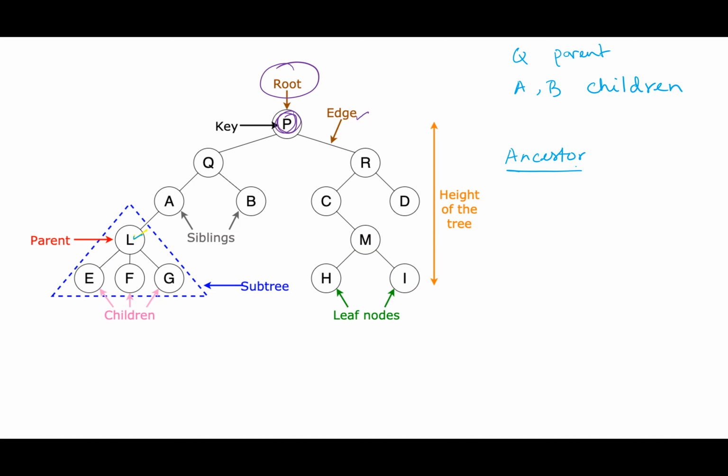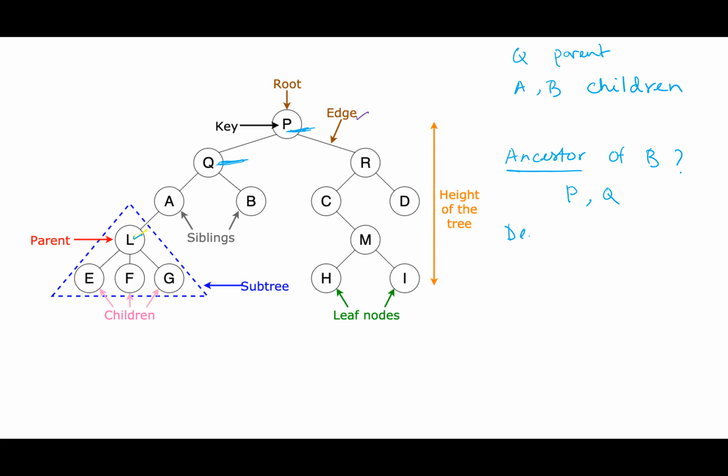As the name suggests, ancestors are all the nodes that come before that node. So suppose for B, what are the ancestors of B? Obviously, Q is one of them, right? Because Q is the parent of B, and then P is also an ancestor. So the answer is P and Q. These are the ancestors of B, right? So the parent, then the parent of the parent, and so on, those are the ancestors.